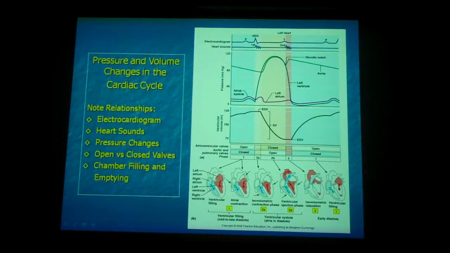All right, now, this P wave represents the electrical event of atrial depolarization. What follows the electrical event? A mechanical event.